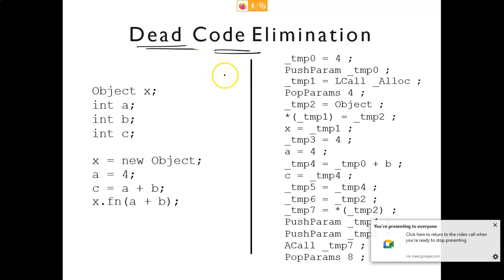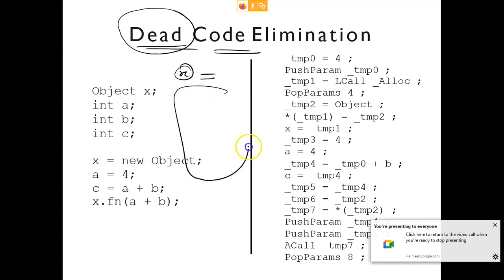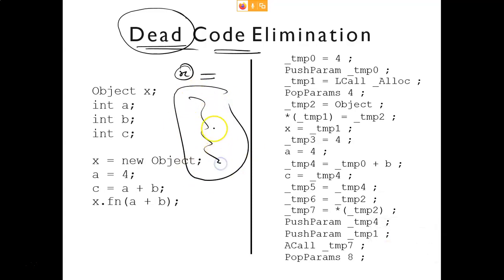So dead code elimination, we have already seen this in the last class. Dead code elimination means that you are defining some variable, and if you are not using this variable again, then this is a dead assignment, a dead definition, or a dead variable. So you can remove this.